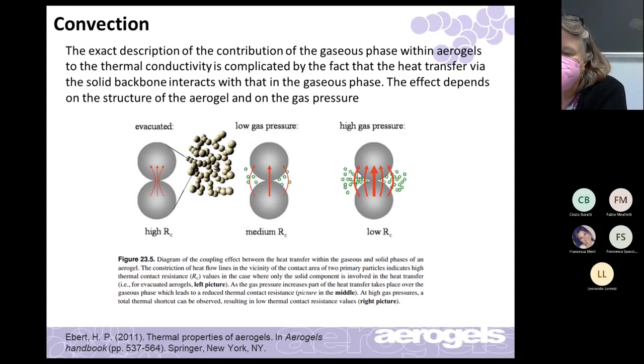So this sort of would have the lowest overall thermal conductivity. Again, thermal conductivity is a property of a material that says how much thermal energy is being transferred through it. So we have this interaction. This would have low thermal conductivity, and this is tending to have a higher thermal conductivity due to the interaction of the gas with the solid phase.